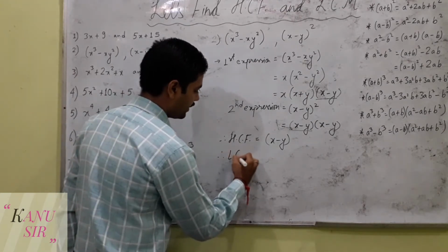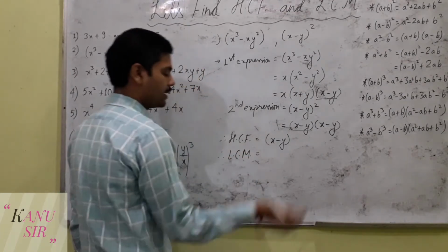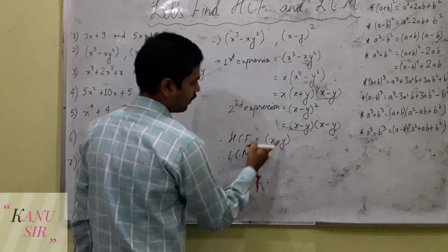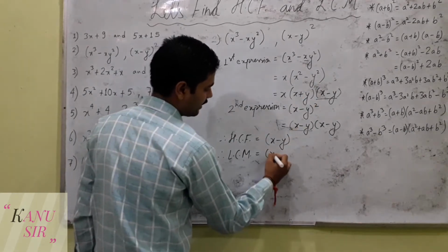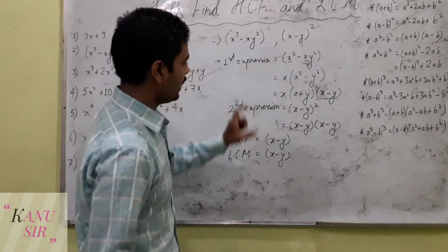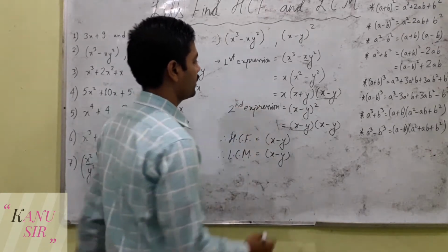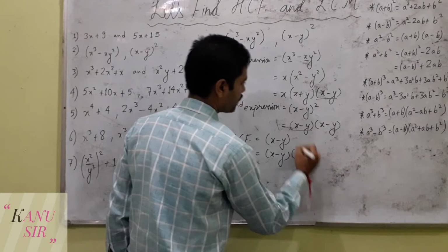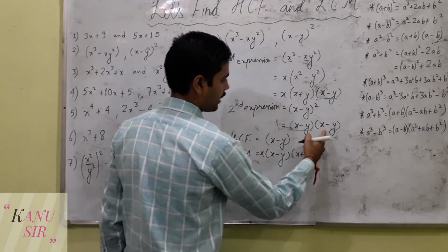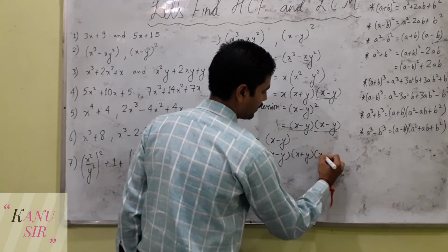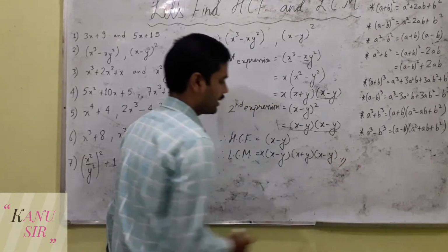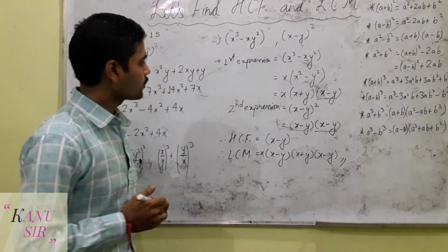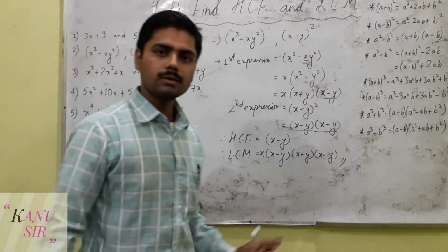But what about the LCM? LCM will be like before. First, the common factor in both the expressions, that is x minus y, and then the remaining factors which are not common in both the expressions, that is x plus y, and one more factor x minus y, and hence the LCM is concluded. So this was for question number 2.